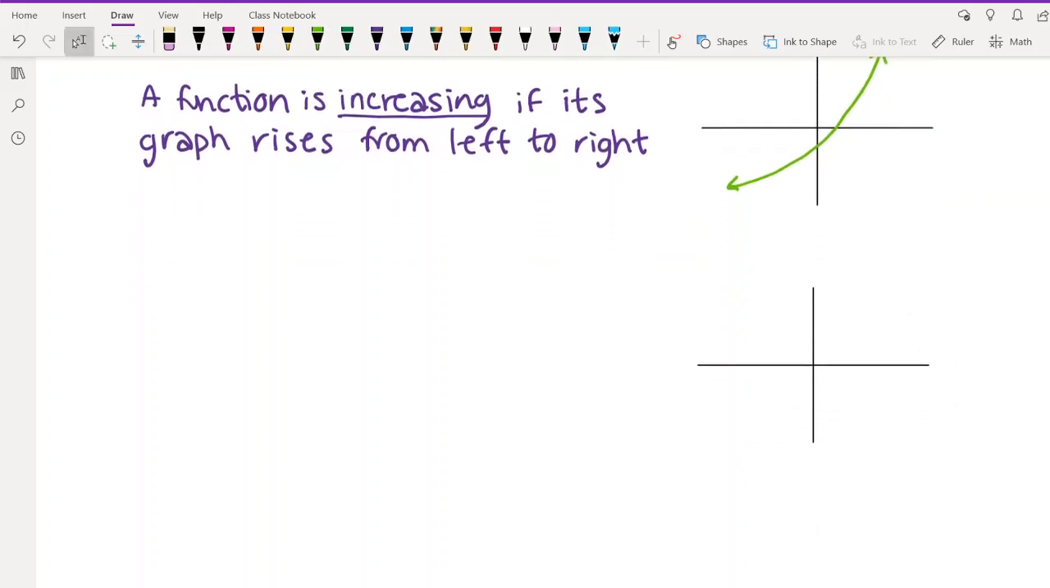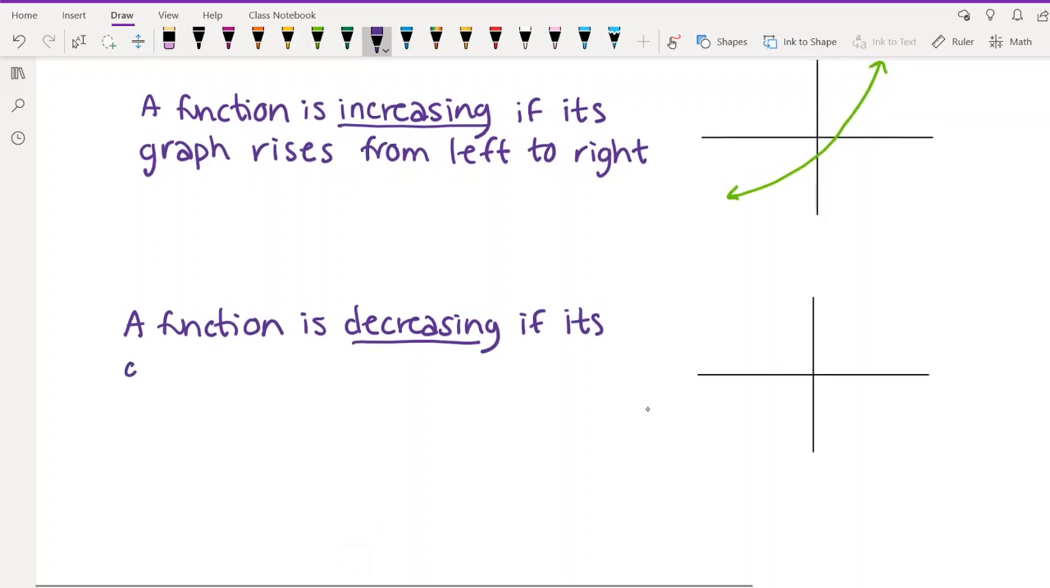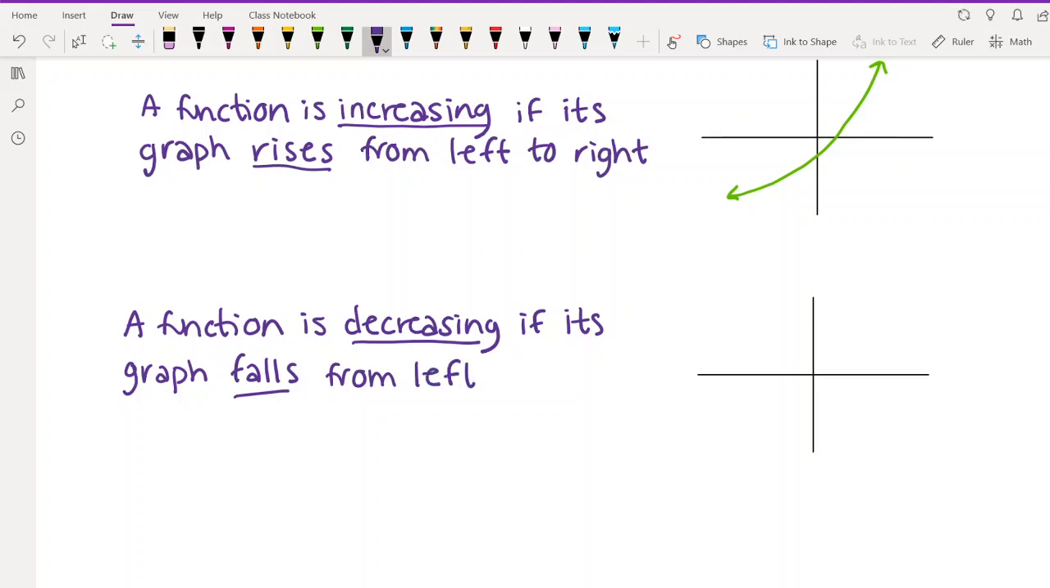So now let's write down the definition of decreasing, basically what you would expect. So a function is decreasing if its graph falls. So falls meaning it goes downward from left to right. And so a function that is decreasing might look something like this. That would be an example of a function that is decreasing.